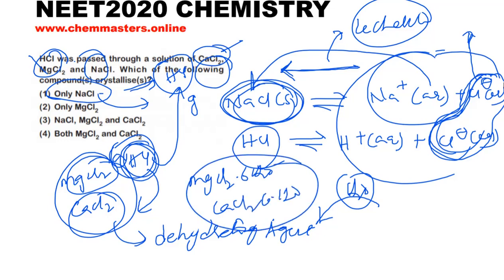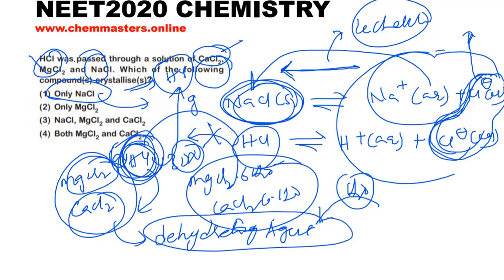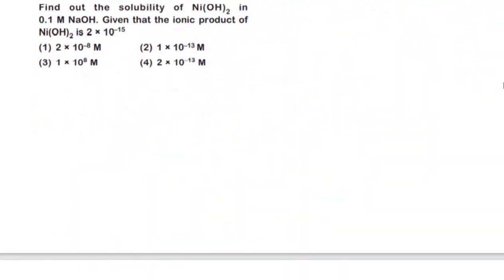That means magnesium chloride and CaCl2 are not going to crystallize when you add aqueous HCl, or commercial or 30% HCl to it, because they are acting as strong desiccating agents or dehydrating agents. And next question.